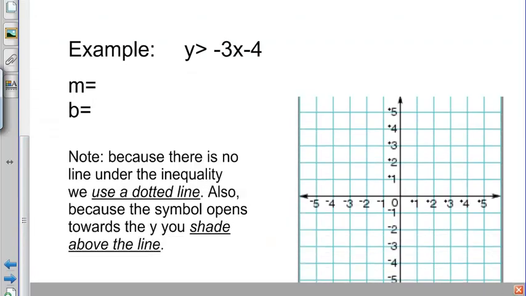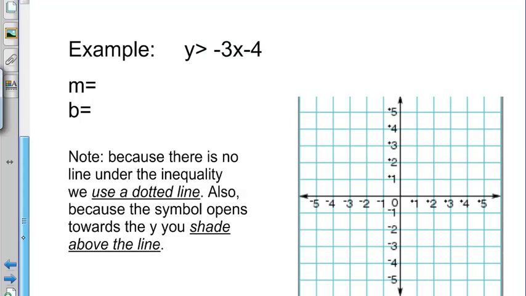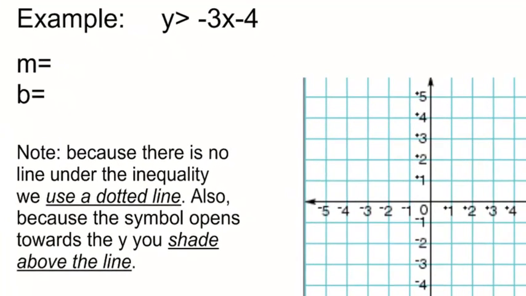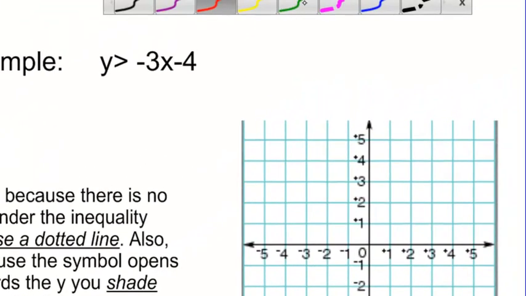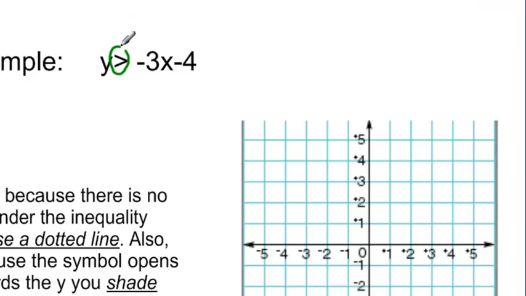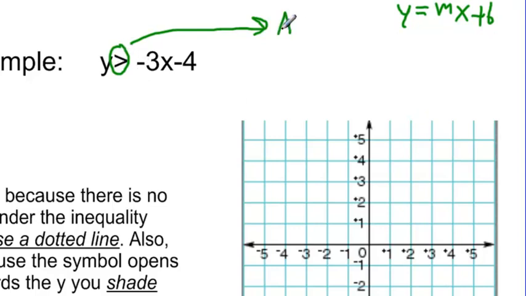So here's an example. So let's go through it. If we look at it, we see this symbol. Okay, it's in the right form. So for right now, we're going to have them all in y equals mx plus b form. But it's not going to be an equals, it's going to be something here. Okay, so I'll just put an equals for now. But you notice that this is a greater than symbol, so we want to shade above the line. Above the line is the first thing.